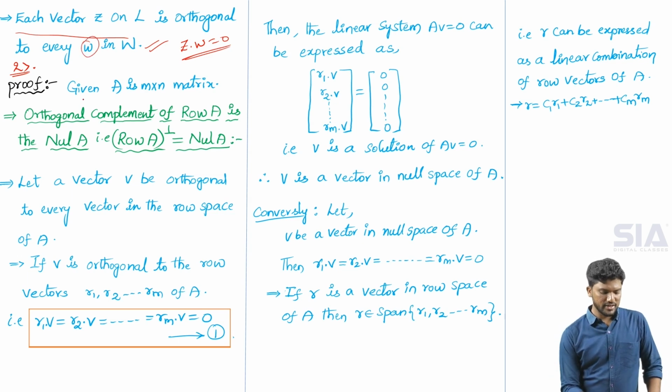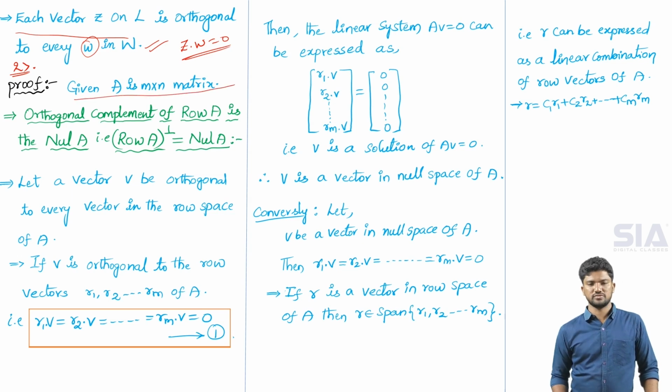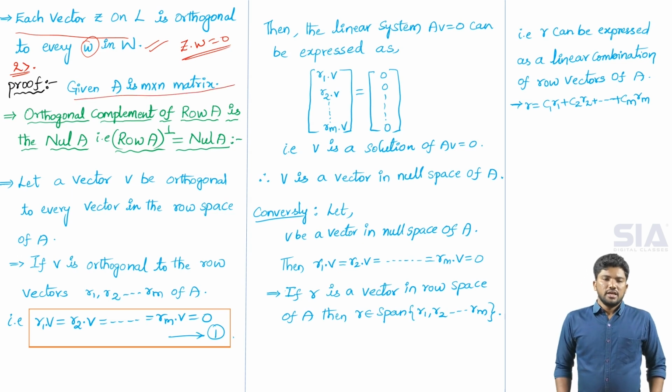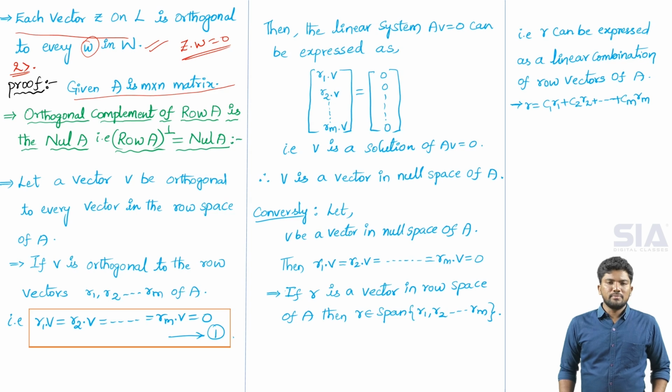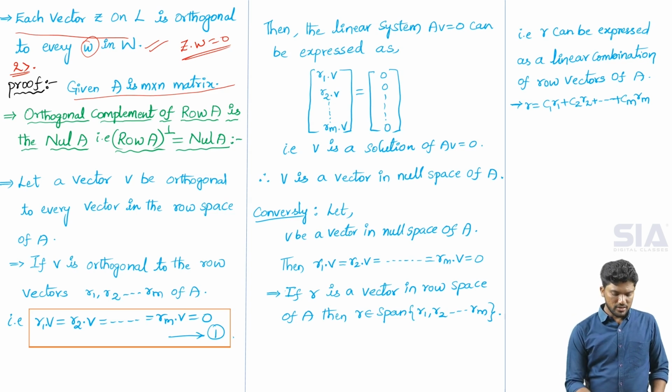So that is the definition. Next theorem, you can see the proof. Second question. Given capital A is an m by n matrix. First of all, the subheading is the orthogonal complement of the row space of A.